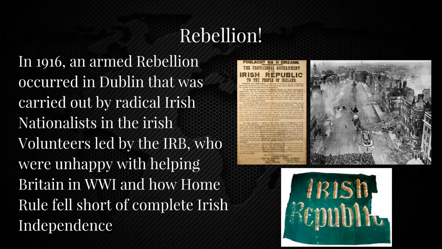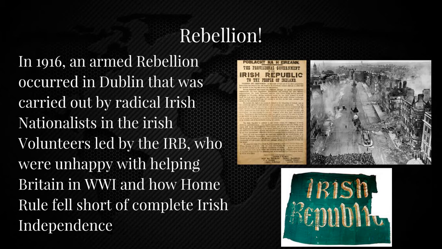But in 1916, all hell broke loose in Dublin when on Easter Sunday, radical Irish nationalists, led by the Irish Republican Brotherhood, carried out an armed rebellion by attacking government offices and buildings to try and get the British out of Dublin and Ireland for good.